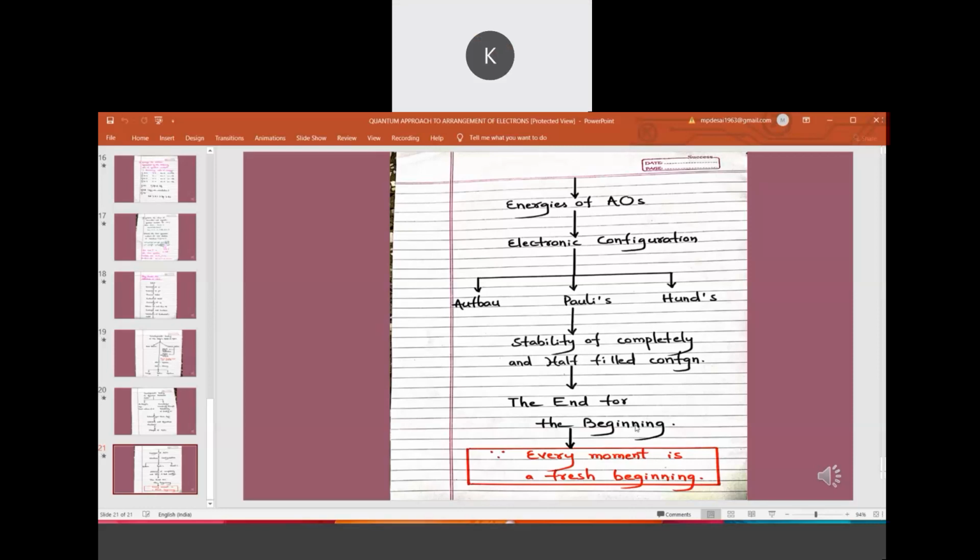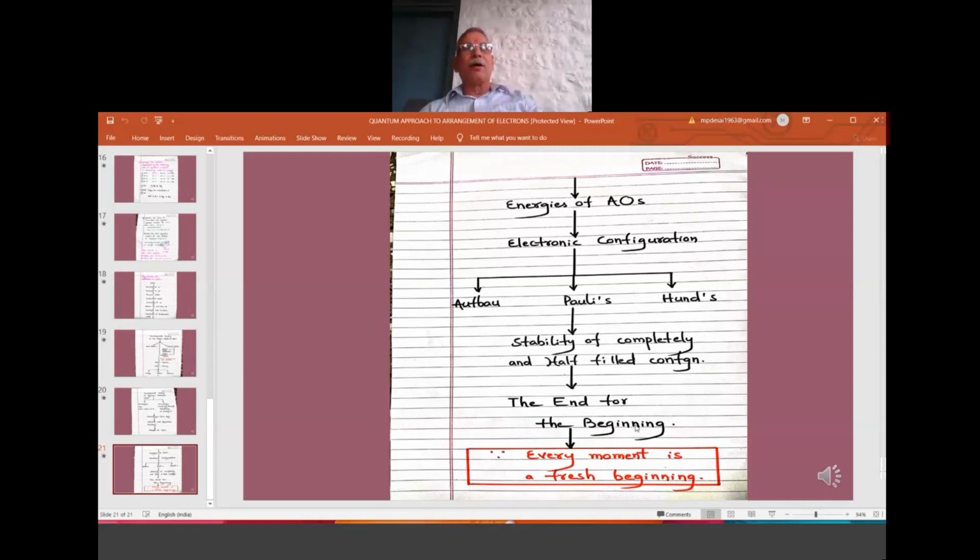And sir, in chromium, 4s can give only one electron. Not only chromium, any element, if it has 3d4 or 3d9, they are taken as close to half filled and fully filled arrangements. Because they are close to 3d5 and 3d10, they want to attain that arrangement.